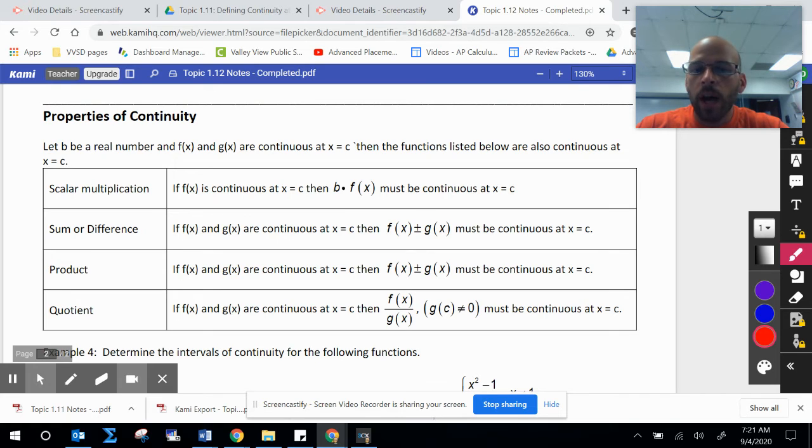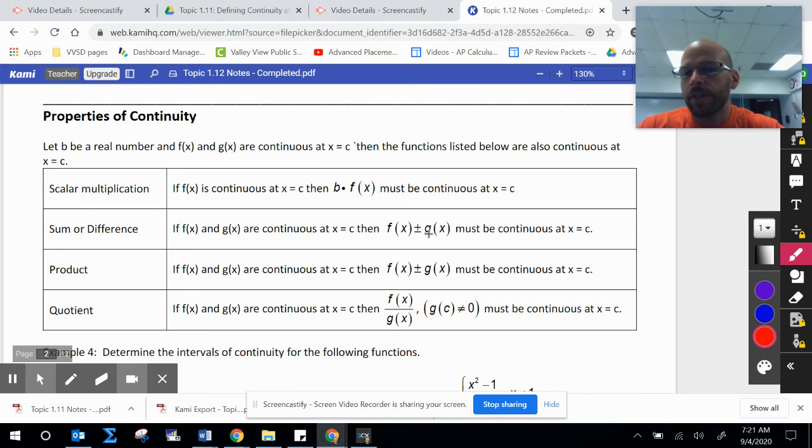If I know f of x is continuous and you multiply it by a constant, it's still going to be continuous. That's the first property, right? If I know x squared is continuous, if I do 2x squared, it's still continuous, right? So constants don't change anything.